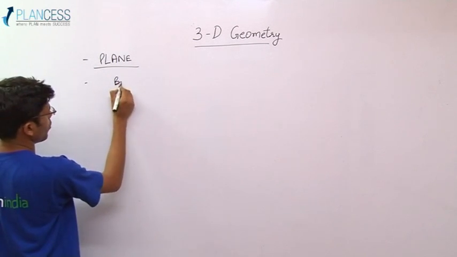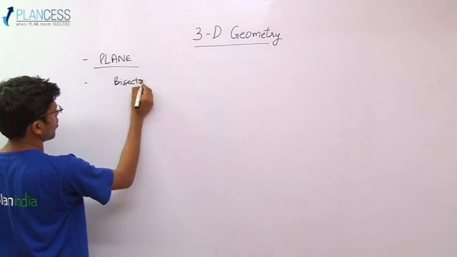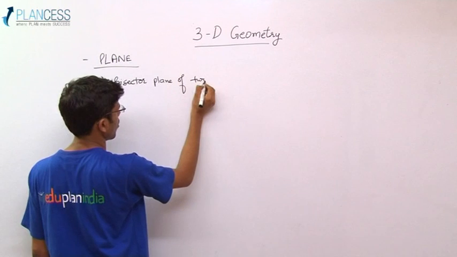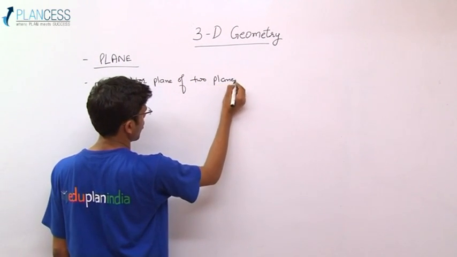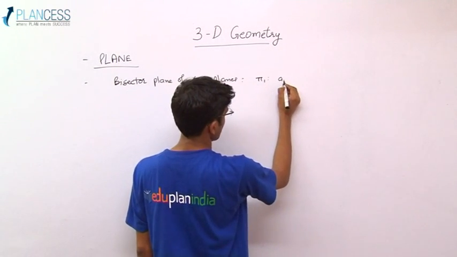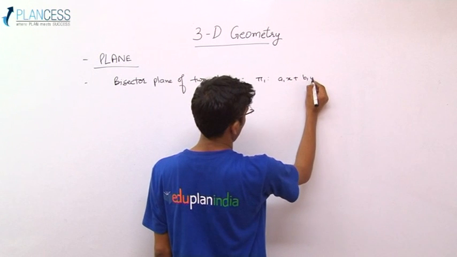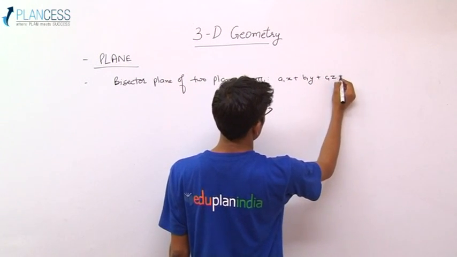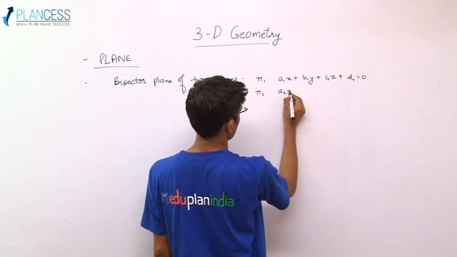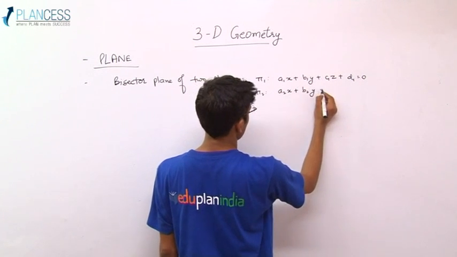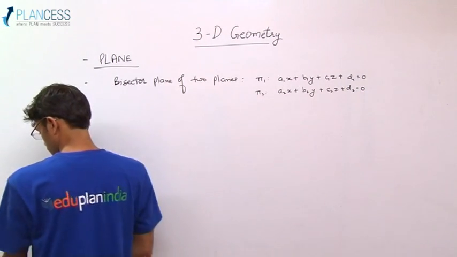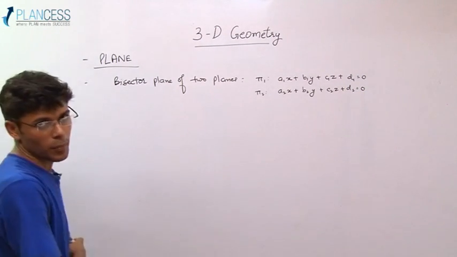There is also one important property. Say we have two planes, pi 1 is a1x plus b1y plus c1z plus d1 is 0, and pi 2 is a2x plus b2y plus c2z plus d2 is 0. Now we have to find the bisector plane of these two planes.